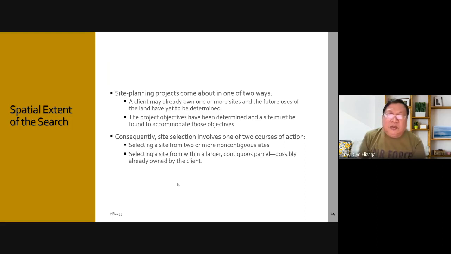Ultimately, the goal is to look for the most suitable site. Consequently, site selection involves one of two courses of action: selecting a site from two or more non-contiguous sites, or selecting a site from within a larger contiguous parcel, possibly already owned by the client. Regardless of ownership, it's either the two sites are near each other or they are far apart. It can happen that the lot is very big, say 90 hectares, but you only need 10 hectares for this development. The question is, in that 90 hectares, where are you going to place your 10 hectares? So you're going to analyze the site so that you can hone in on that portion where you're going to build.